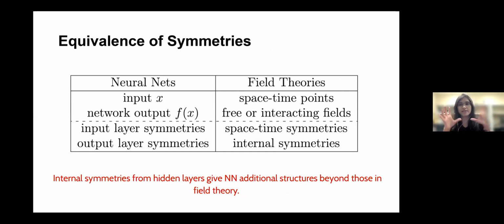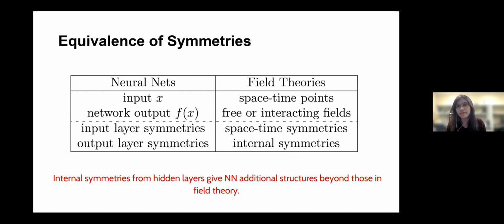The neural network output corresponds to free or interacting scalar fields. And because of these two connections, if you're talking about transformations on the inputs that keep the output ensemble invariant, such kind of symmetry is referred to as space-time symmetries in the field theory language. And similarly, output layer symmetries in neural network distributions correspond to internal symmetries in field theory language.